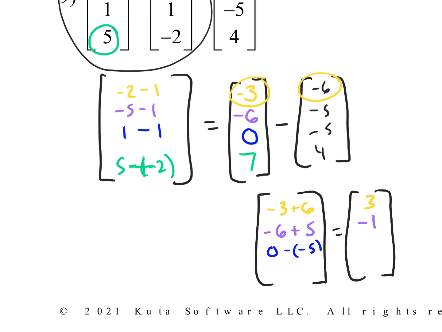Juan, what do I do next? 0 minus -5. So what do I get? Remember, minus a negative becomes a plus. So this would become +5. Jessica, what do I do next? 7 minus 4, which is 3. Awesome. So this is my answer. Any questions?